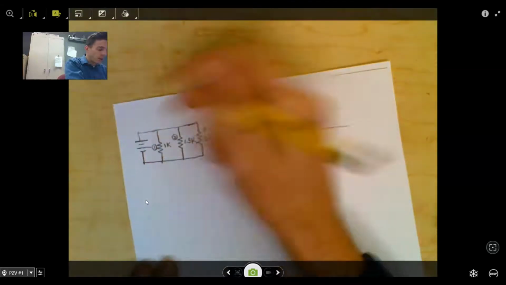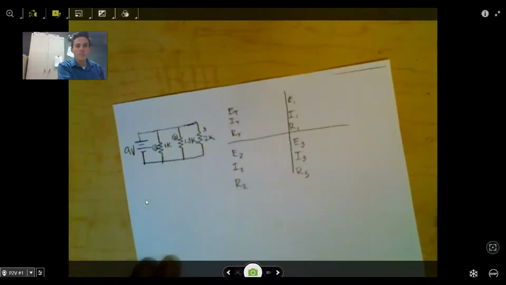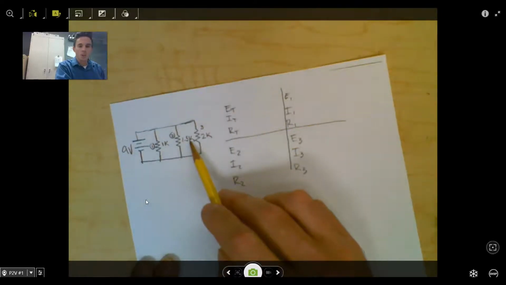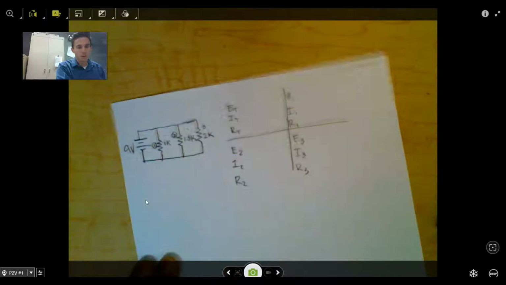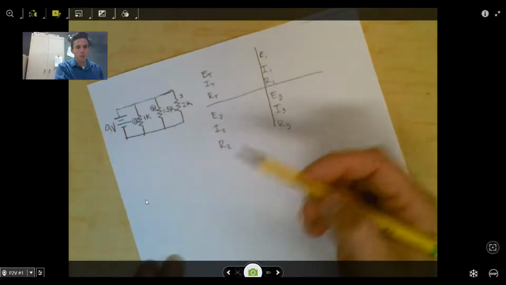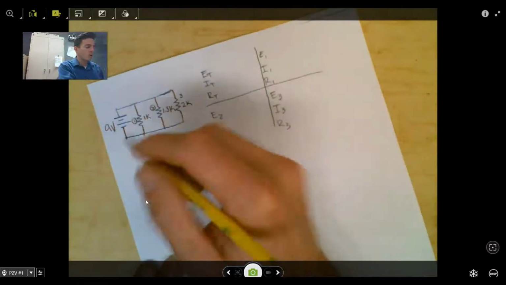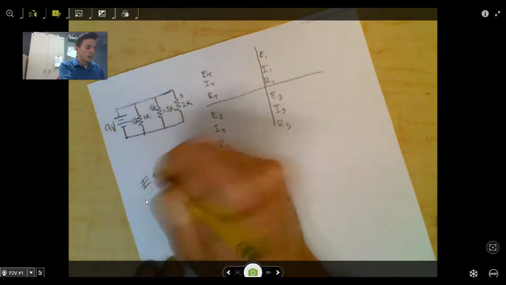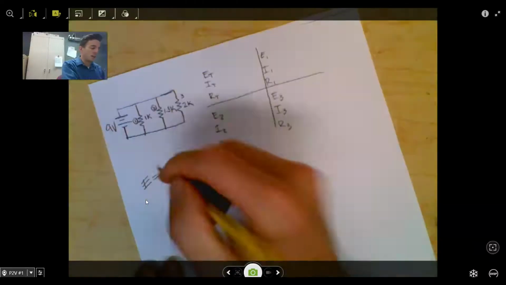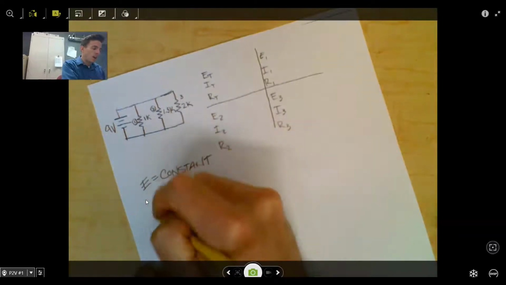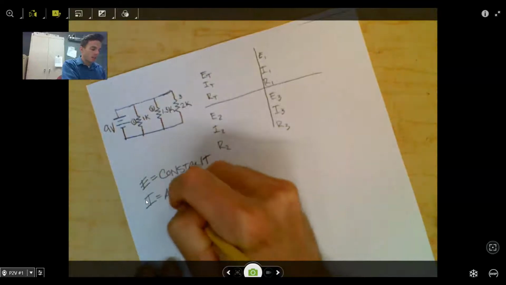We have a 9-volt battery. We have a 1,000 ohm resistor, a 1,500 ohm resistor, and a 2,000 ohm resistor. So the first thing we really need to think about is Kirchhoff's law here, okay? And according to Kirchhoff's law, in parallel, E, aka voltage, is constant, and current, I, adds up.